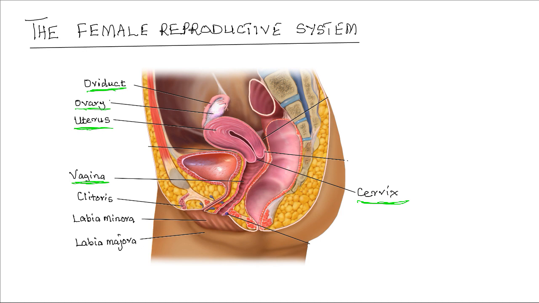and the external genitalia. These are the external genitalia consisting of the clitoris and the labia minora and labia majora. These are the folds of skin that cover the opening into the vagina. There's the outer skin, the labia majora, and the smaller inner fold of skin known as the labia minora. So they cover the opening into the vagina.